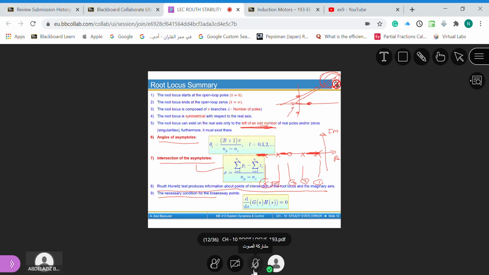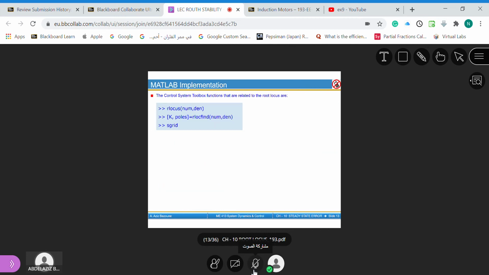All this, you will have them in your final exam. It will be included. But you will have this as a rule to follow step by step. And we will solve 2 examples for you step by step. And then we can do the root locus just by using the MATLAB command. You have the numerator, you have the denominator, and then you use rlocus. If you just type rlocus, it will give you numerator and denominator. If you want to see what is the value of the K and the pole, you use rlocfind.